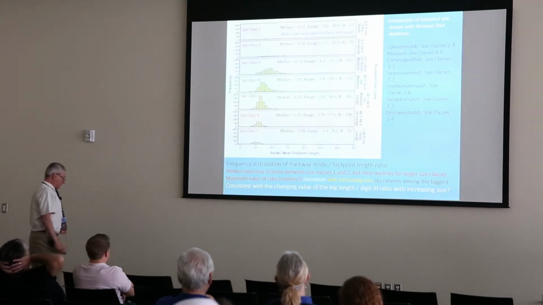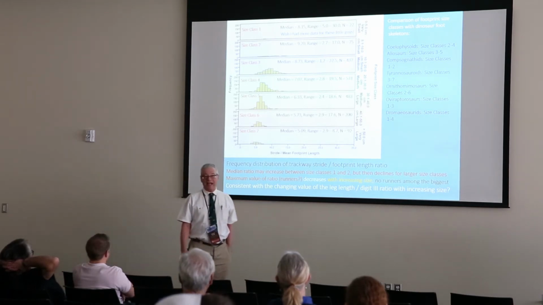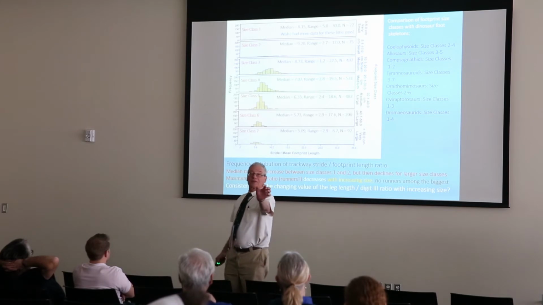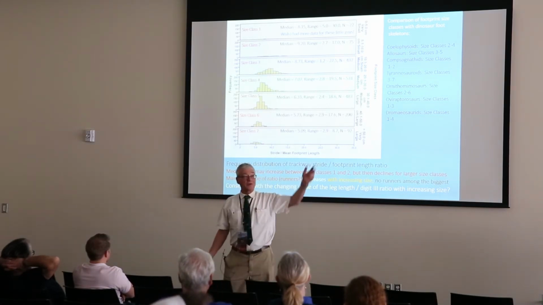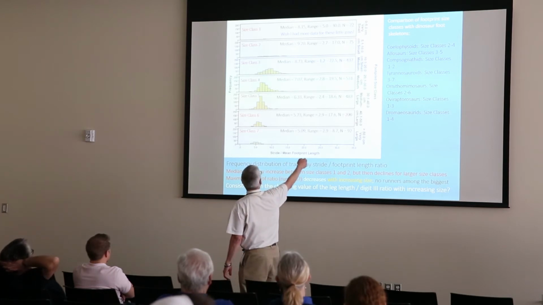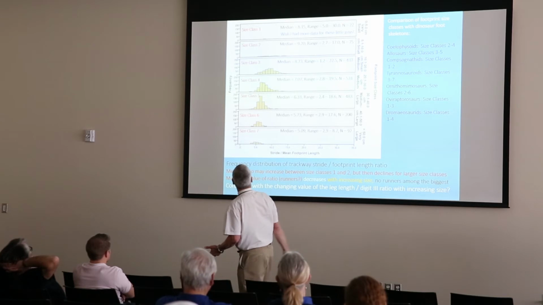Now, I looked at this a different way. I started breaking down the data according to size classes. So, say, from 0 to 5 centimeters, size class 1, itty-bitty ones. I looked at all of the trackways in that range. Size class 2 is from 5 to 10, size class 3, and so on, all the way to the very big guys.